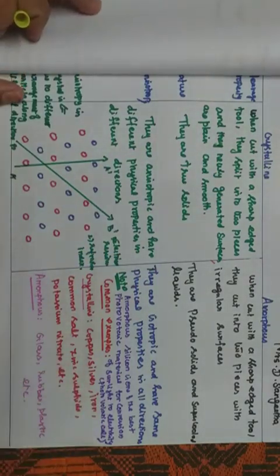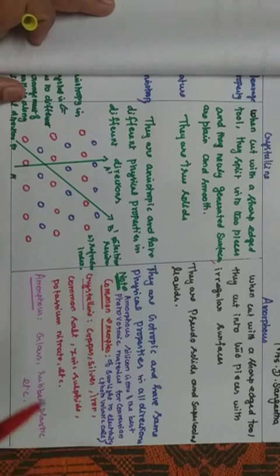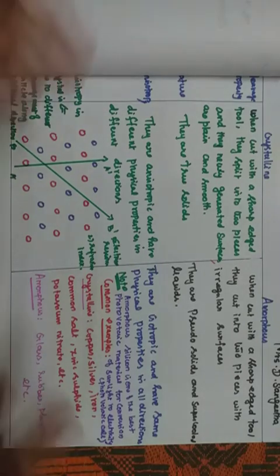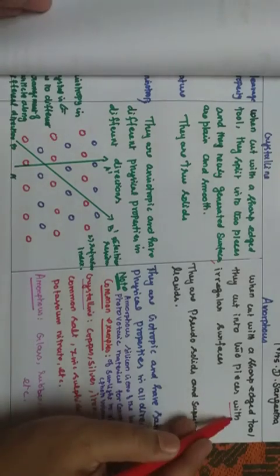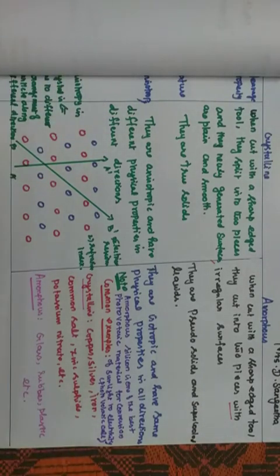In an amorphous solid, when cut with a sharp-edged tool, it cuts into two pieces with an irregular surface, without a regular surface.